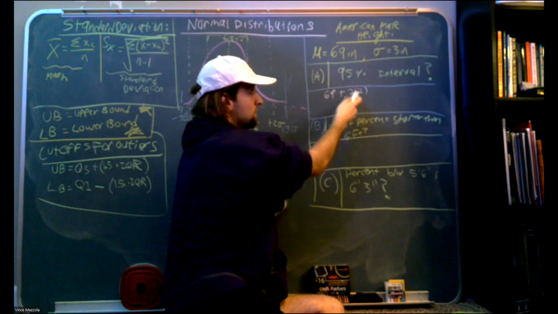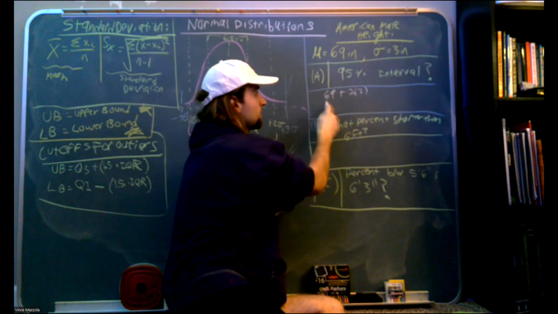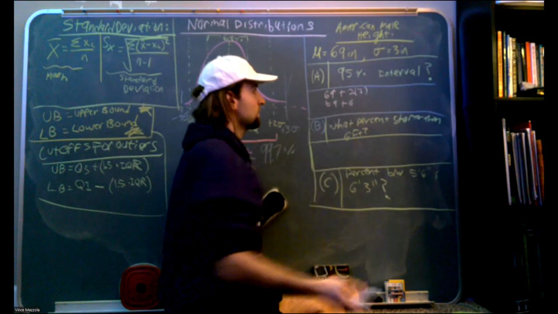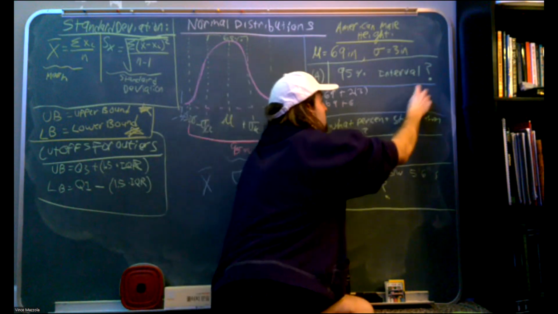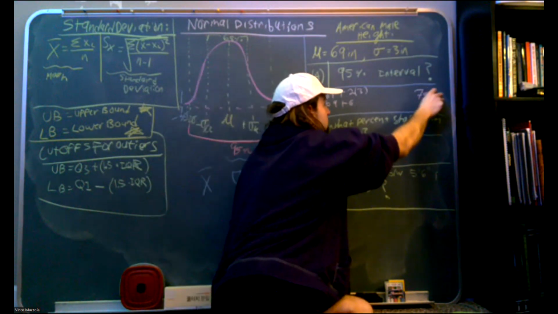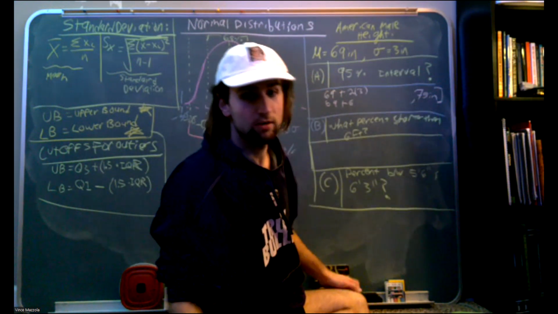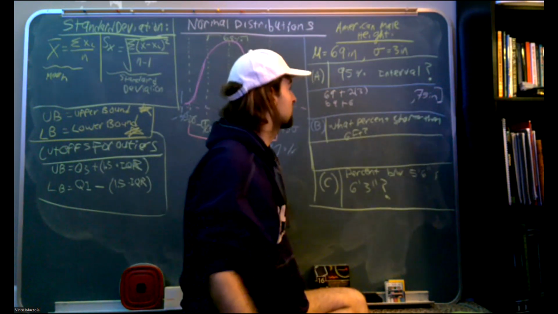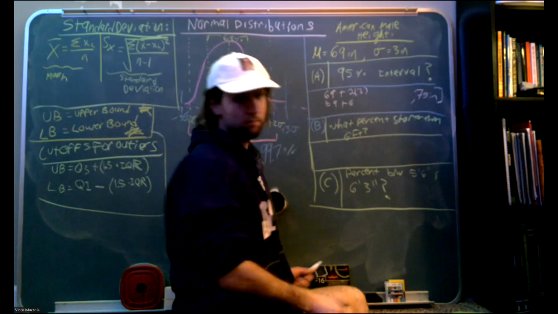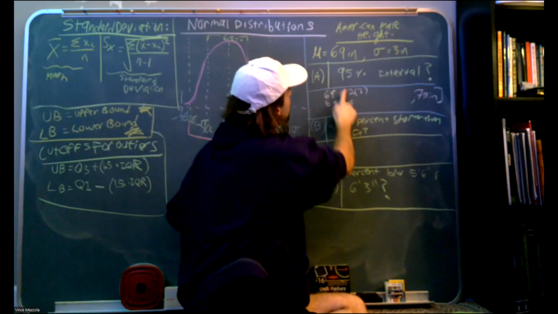So that's 2 standard deviations. 69 plus 6, so that's going to be 75 inches. That's going to be your upper bound. I'm usually using interval notation because I'm just used to it at that point with pre-calc and up. And now we're going to do the same, but only this time we're going to do minus.